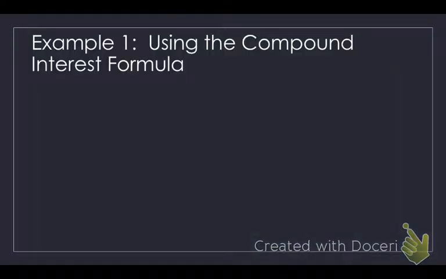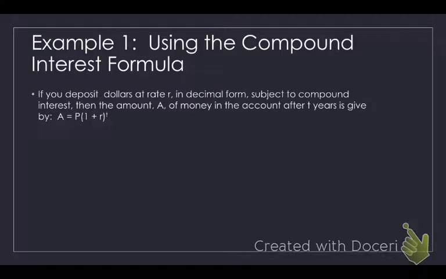Alright, so we're going to start. I'm going to tell you what the compound interest formula is because handy dandy formulas are always good to have. So if you deposit P dollars at a rate R, and we always write R in decimal form, subject to compounded interest, then an amount A, that's our future value, occurs after T years. So here's our formula: A equals P times (1 plus R) raised to the power of T. This is very similar to our simple interest formula, our future value formula, except the T now, instead of being multiplied to your rate, is the exponent of 1 plus our rate.